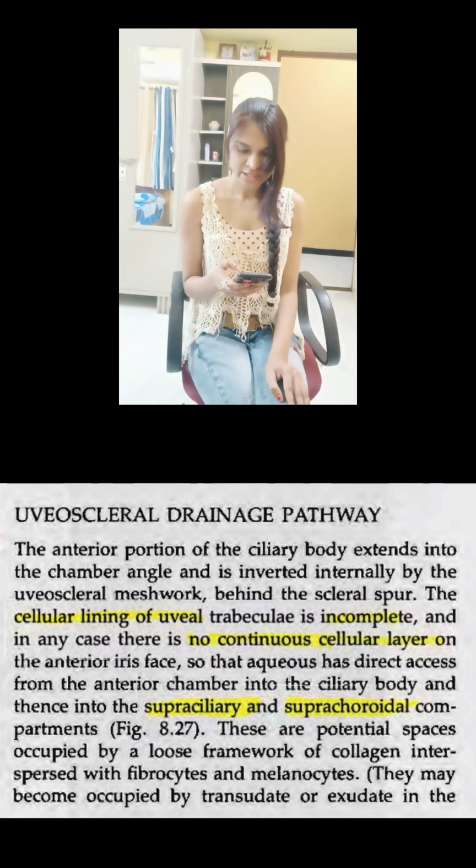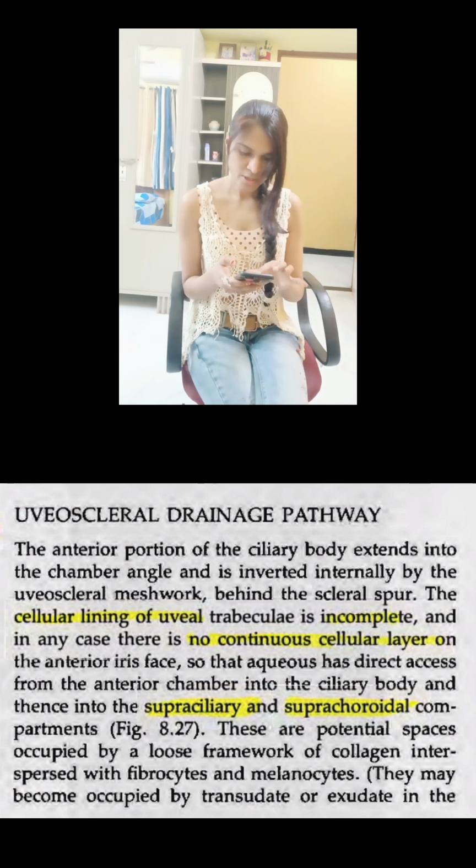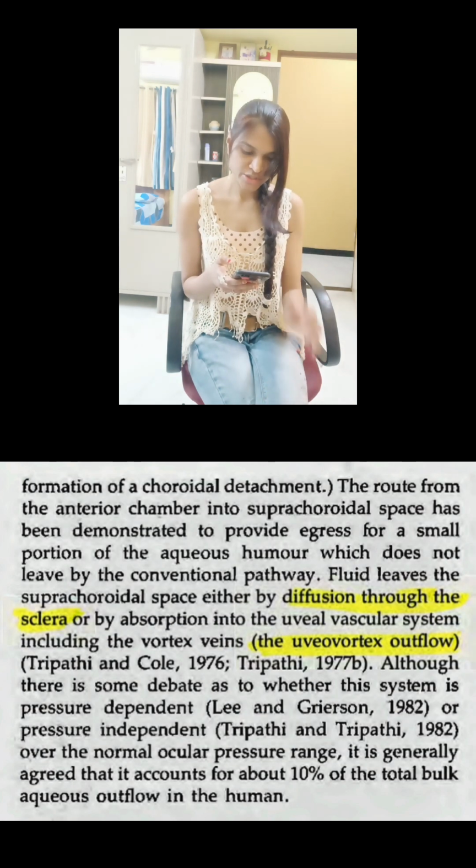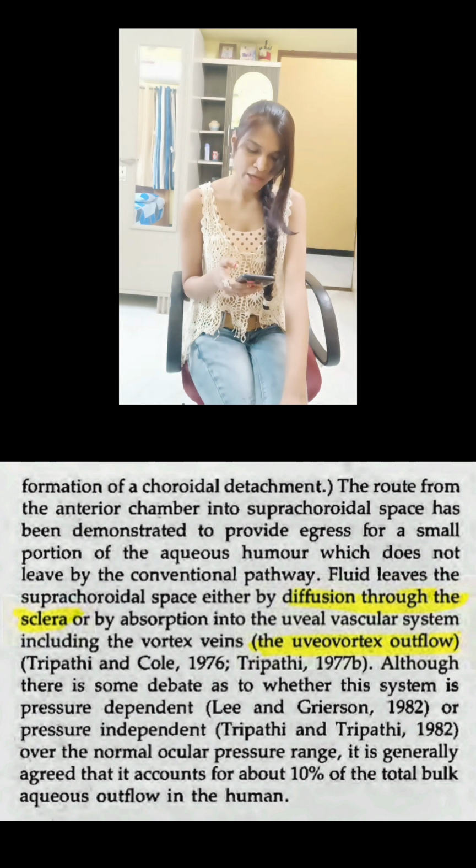These are potential spaces occupied by a loose framework of collagen interspersed with fibrocytes and melanocytes. They may become occupied by transudate or exudate in the formation of choroidal detachment. The route from the anterior chamber into suprachoroidal space has been demonstrated to provide egress for a small portion of the aqueous humor, which does not leave by the conventional pathway.